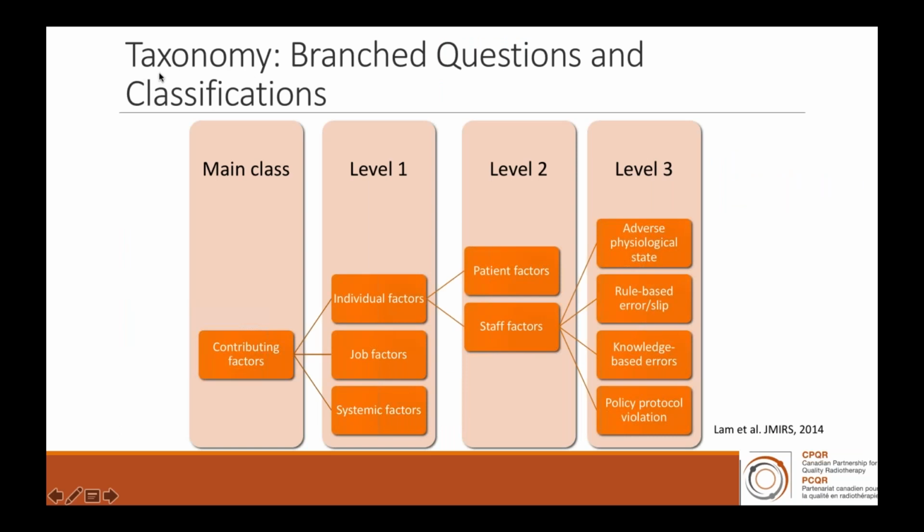One interesting component of a taxonomy or an error classification system is branch questions and classifications. Essentially, one can dig into a feature or parameter of an incident at multiple levels. And if a branching level occurs that is not applicable, you can just not go down that route and focus on the choices given to you at a much deeper level.